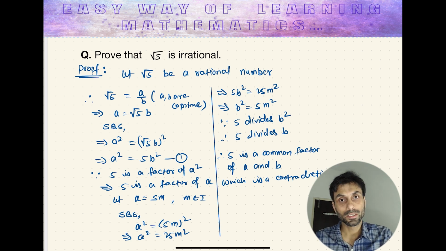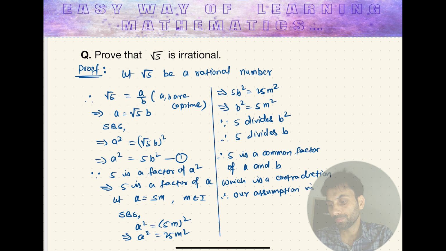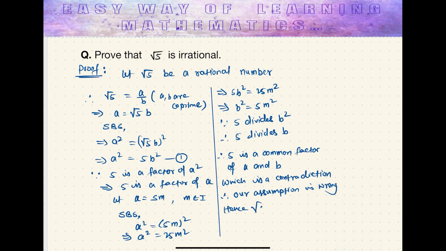Now, since this is a contradiction, and it has happened because of what? It is because of our wrong assumption. So that means if it is contradicting our own statement, therefore what we can say is that our assumption is wrong and hence root 5 is an irrational number. So this is how we are going to solve these types of questions.